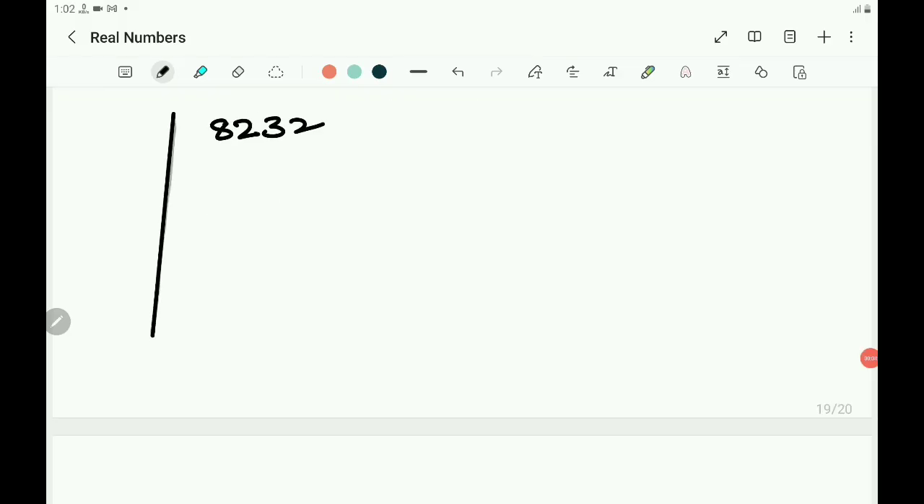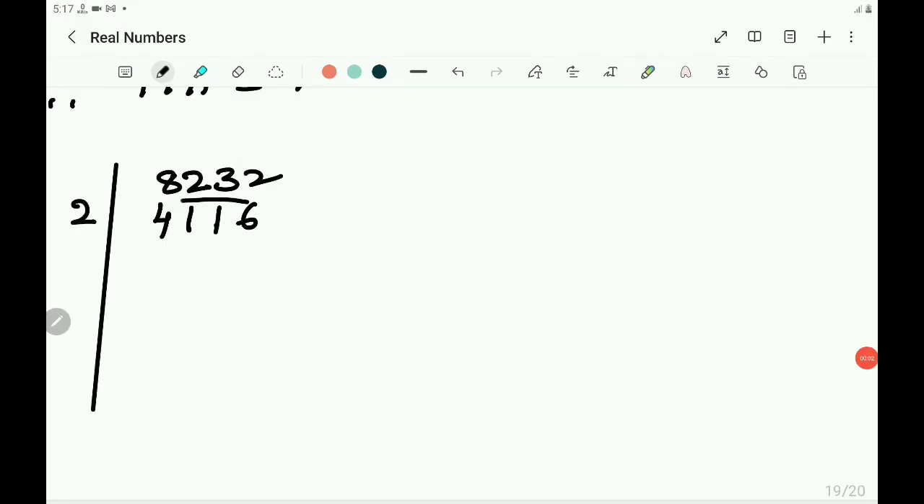8232. Try to divide it by the first prime number, 2. The unit digit is 2, so it is an even number and it is divisible by 2. Take 2 here, and the first digit is 8. You know that 2 4s are 8. Again, 2 1s are 2. Then 3 is there. 3 is not in the table of 2, so 2 1s are 2. And what is remaining here? 1. 2 6s are 12.